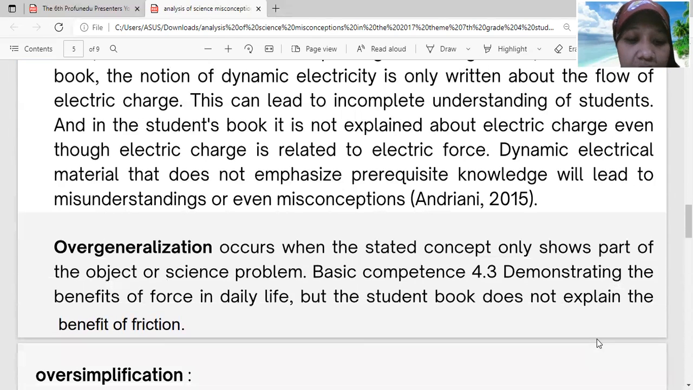About overgeneralization, it occurs when the stated concept only solves part of the object or science problem. Basic competence for point 3 is demonstrating the benefit of force in daily life, but the student book does not explain the benefit of friction.